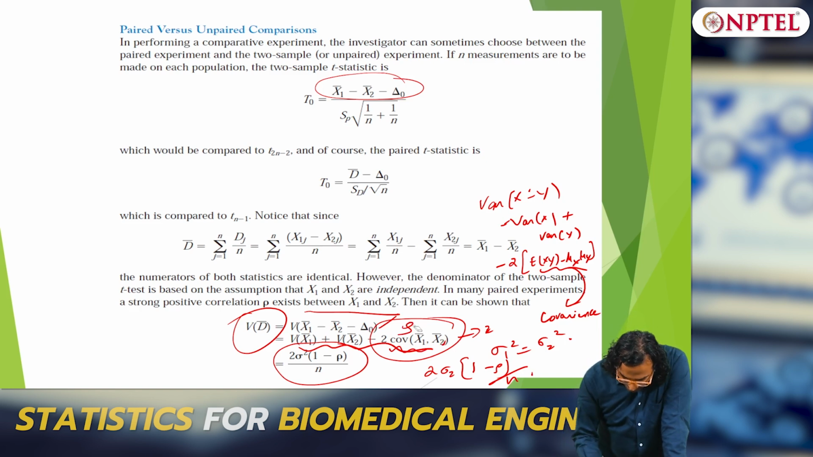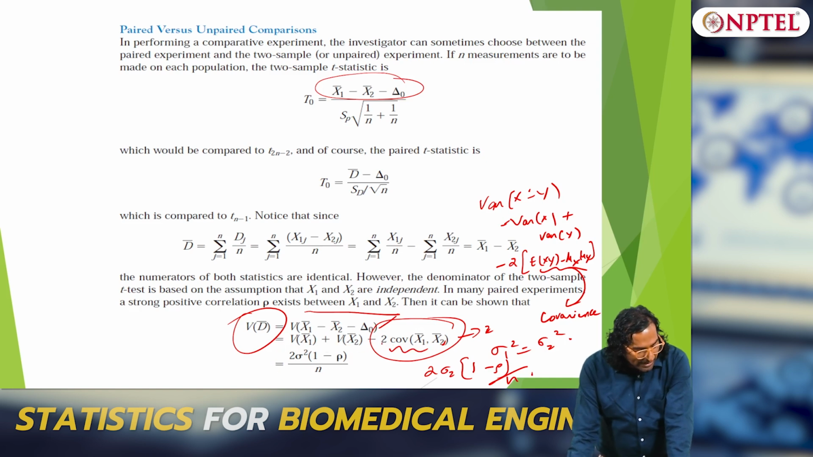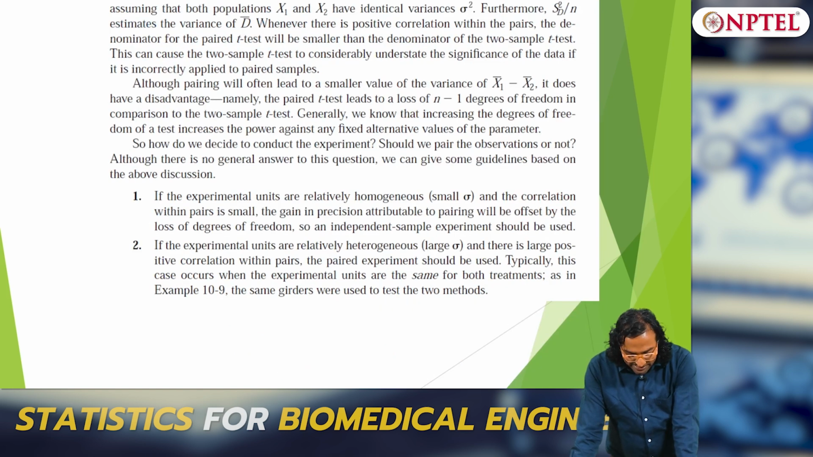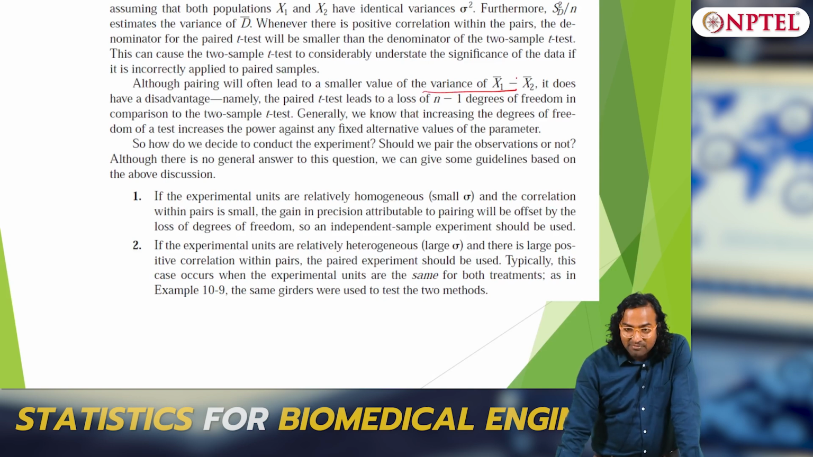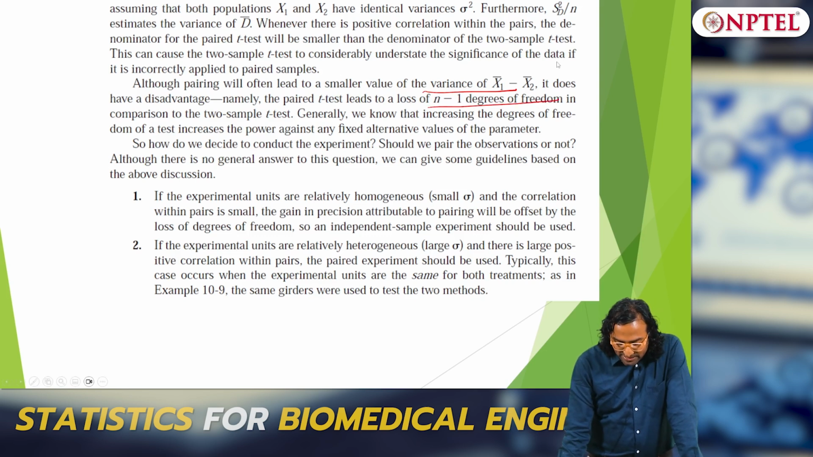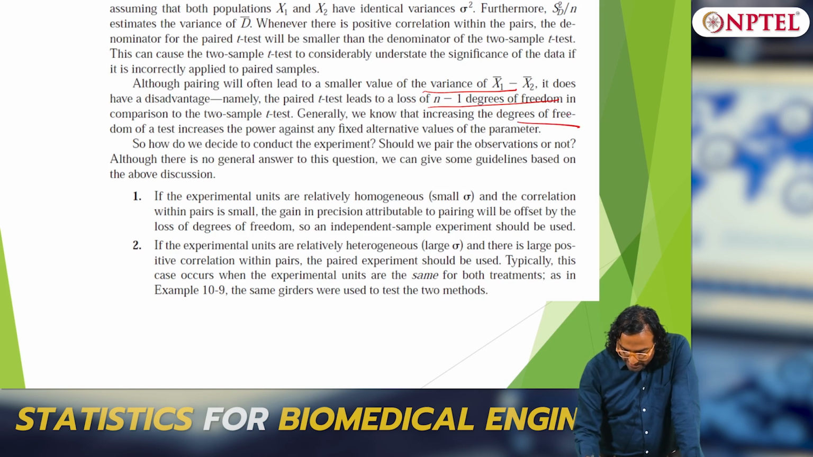Okay. So we will talk about this later, how we got this, but the nutshell is the variance decreases. So pairing will often lead to a smaller value of the variance, but it has a loss of n minus 1 degrees of freedom. We know that increasing the degrees of freedom increases the power.